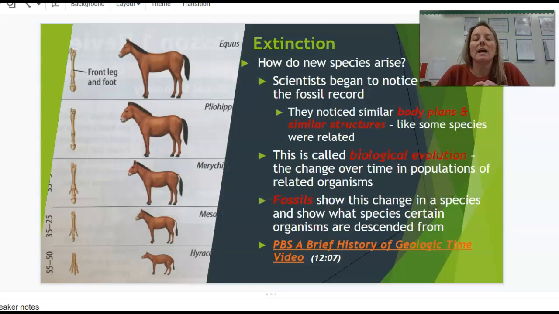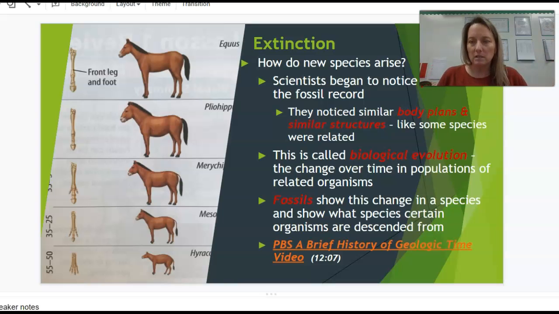All right. Well, how do new species arise? We know how species become extinct, but how do new species come about? Over time, scientists began to notice patterns or changes or similarities in the fossil record. They noticed that some previous animals that were extinct, or ancestors, had a lot of similar characteristics to animals that are living now. They weren't exactly the same, but they had a lot of similar characteristics.